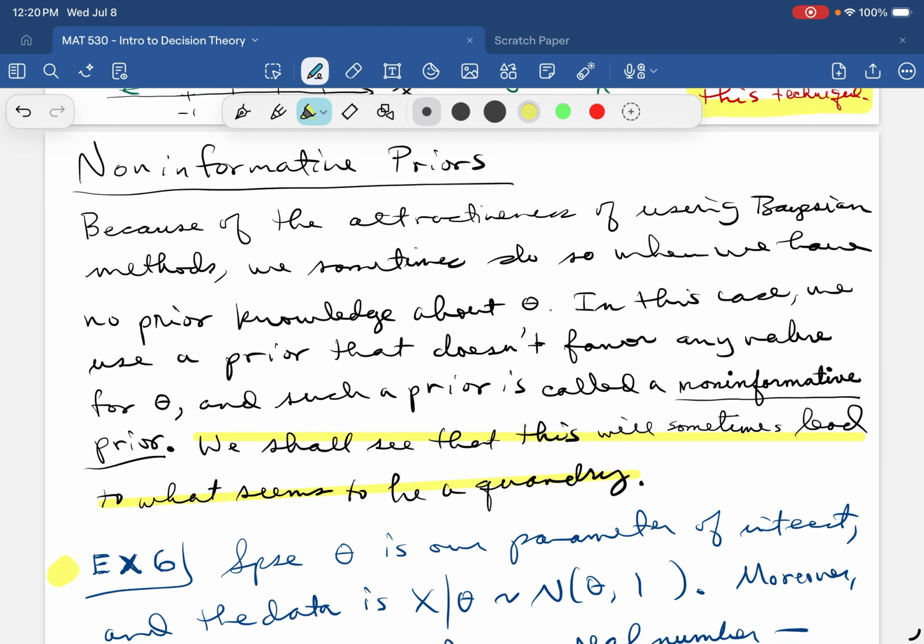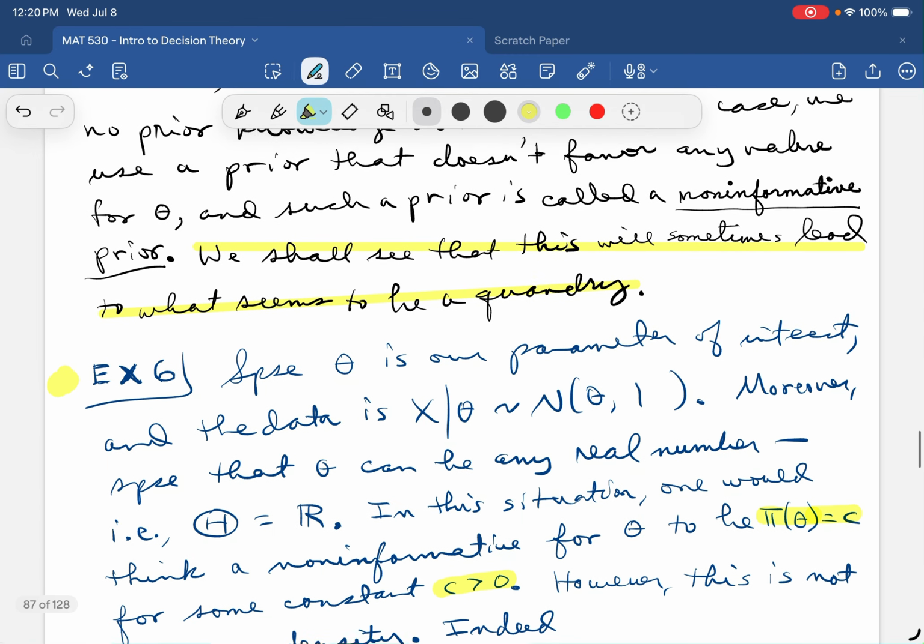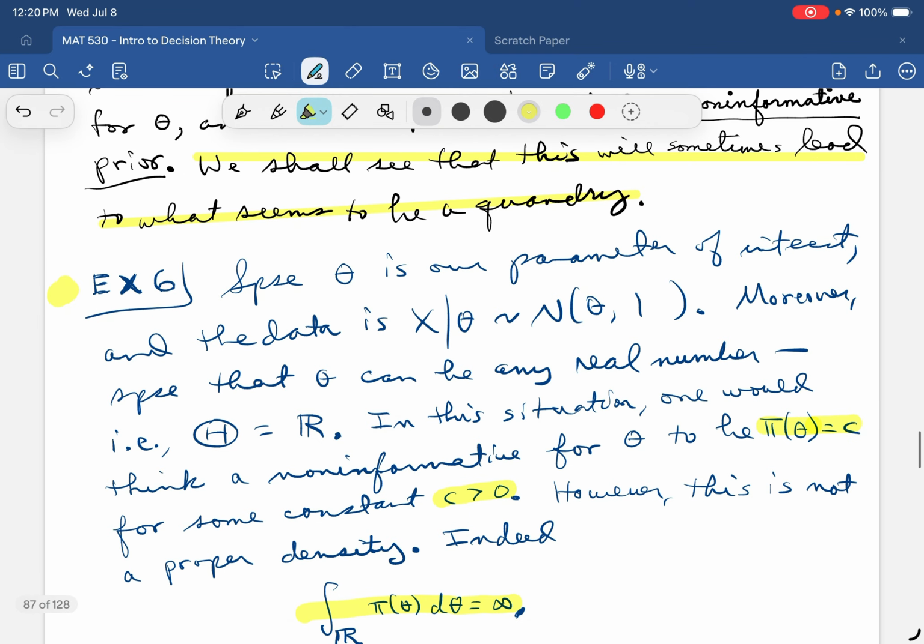So let's first look at the continuous case. Let's say that theta is our parameter of interest, and our data is x given theta, which follows a normal distribution. The unknown parameter theta is the mean of that distribution, and the variance is known to be 1. So I would recommend you just think for a second: how would you put together a non-informative prior on theta? Now remember, this is a normal distribution, and so it's distributed over the entire real line. The parameter space is all of R.